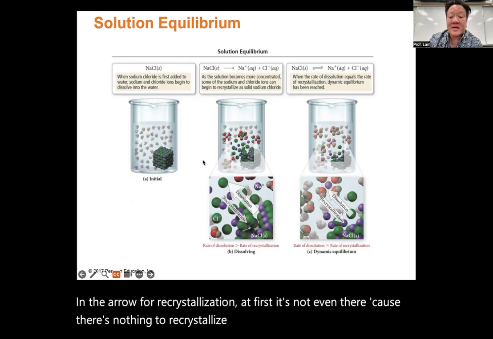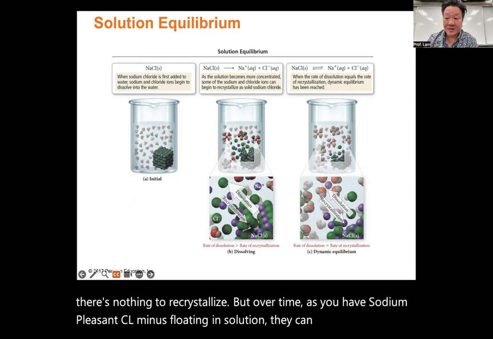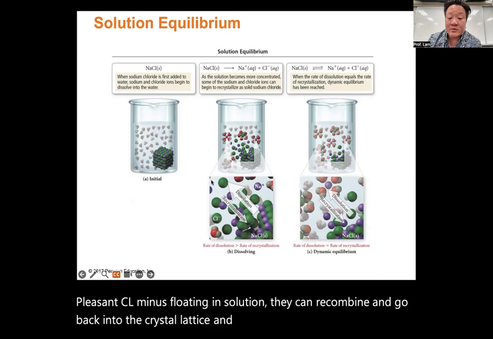But over time, as you have Na+ and Cl- floating in solution, they can recombine and go back into the crystal lattice. And so that's what recrystallization is.